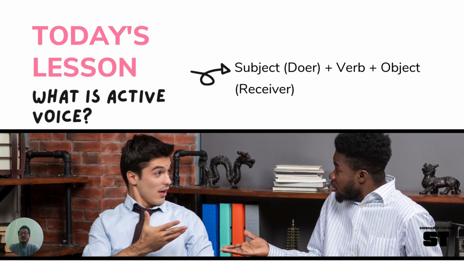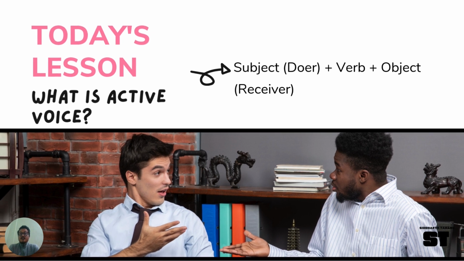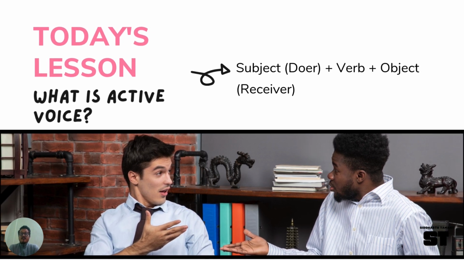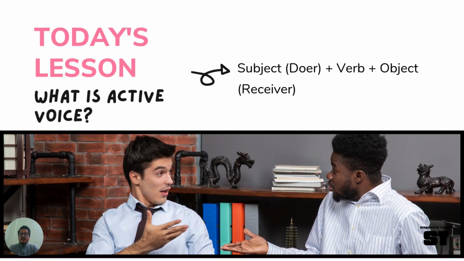Let's start with the active voice. This is when the subject of the sentence performs the action. The sentence structure follows this formula: subject plus verb plus object, who is the receiver of the action, as you can see on the slide. Subject does the action, verb shows the action, and object receives the action.